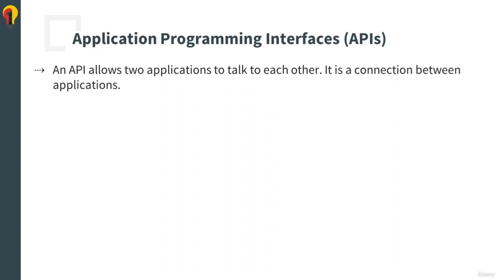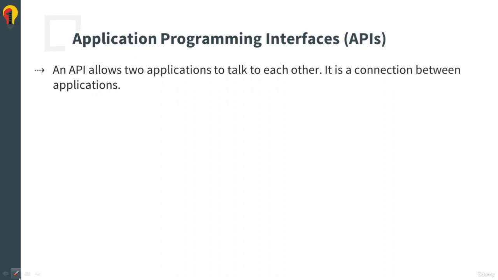API. API stands for Application Programming Interface. An API allows two applications to communicate with each other. It is a connection between applications. Let's understand API using an example.